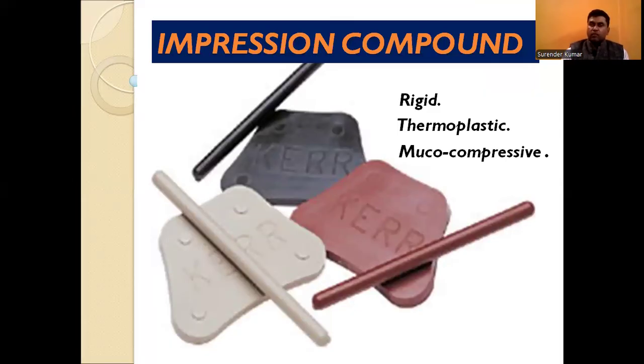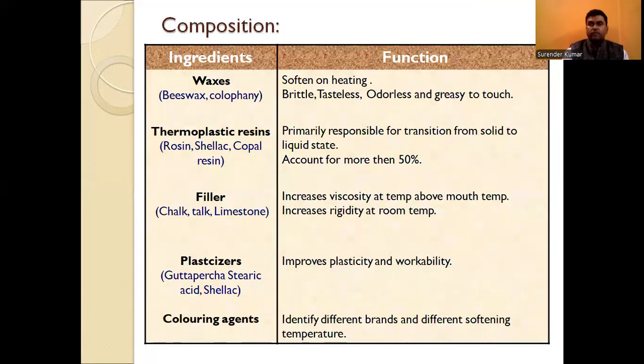Now let's take the impressions one by one. First of all, we are taking the impression compound. They are rigid, thermoplastic, and compressive. The composition: these ingredients contain waxes, and their function is to soften on heating; they are brittle, tasteless, odorless, and easy to touch.